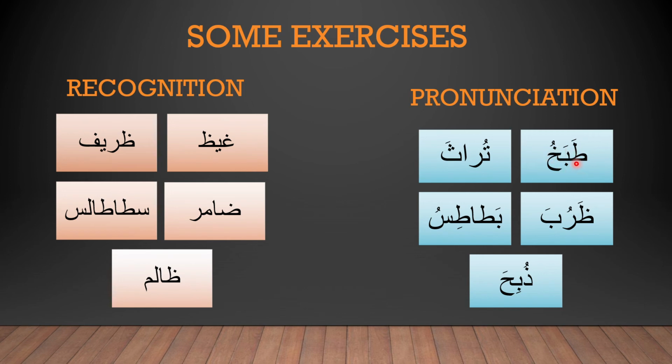Okay, so ta, fatha, ta, ba, fatha, ba, ta, ba, kha, dhamma. We have learned dhamma, it is fairly new, so pay attention. Khu, ta, ba, khu. Ta, dhamma, tu. Ra, alif. Ra, tu, ra. Fa, fatha.